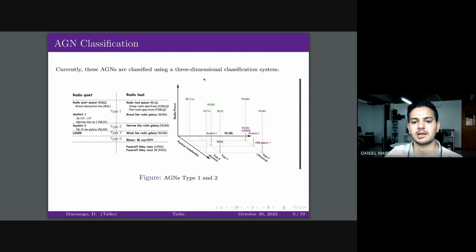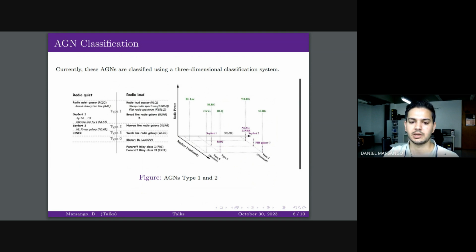Actually, these AGNs are classified using a three-dimensional classification. In this figure, it's possible to view one example. Compare the AGN Seyfert 1 and Seyfert 2. It's possible to identify these AGNs in different positions in the graph. These AGNs have the same radio power and the same nuclear luminosity, but have different radii of the narrow lines and broad line. In this classification system, it's possible to identify these AGNs in different positions.